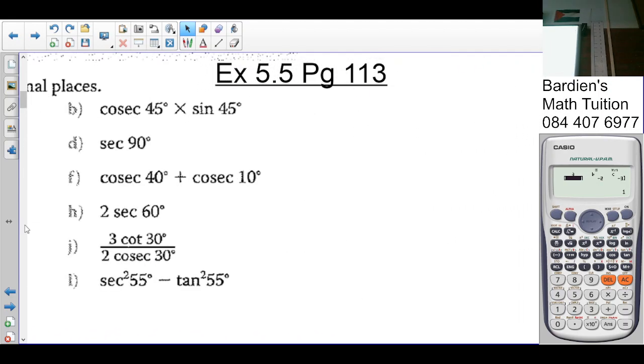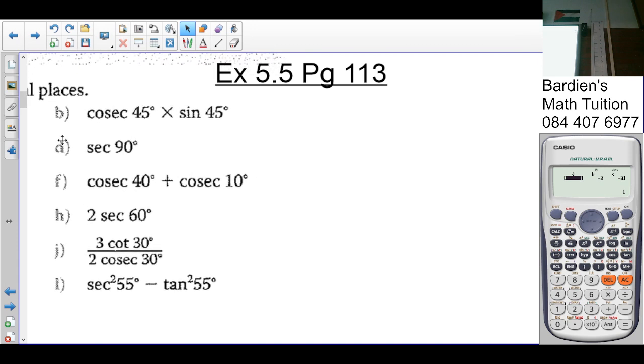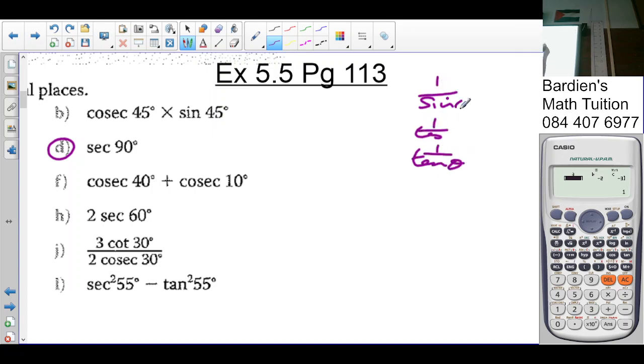Right, second column. D. Right, let's look at D. Sine, cos, tan, it's a reciprocal function. Sine, cos, tan would be cosec, sec, cot.